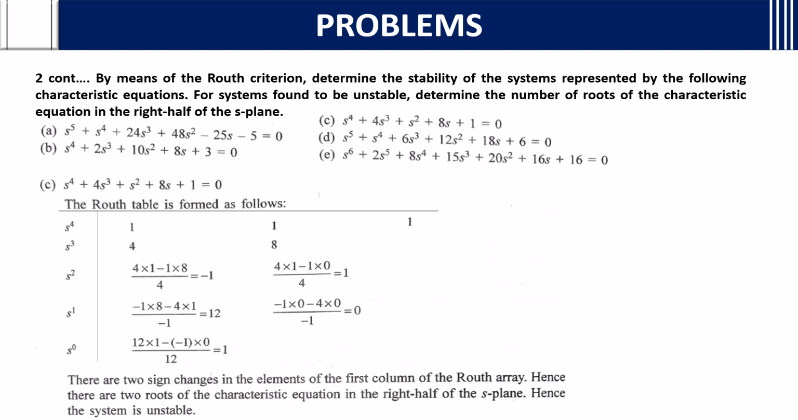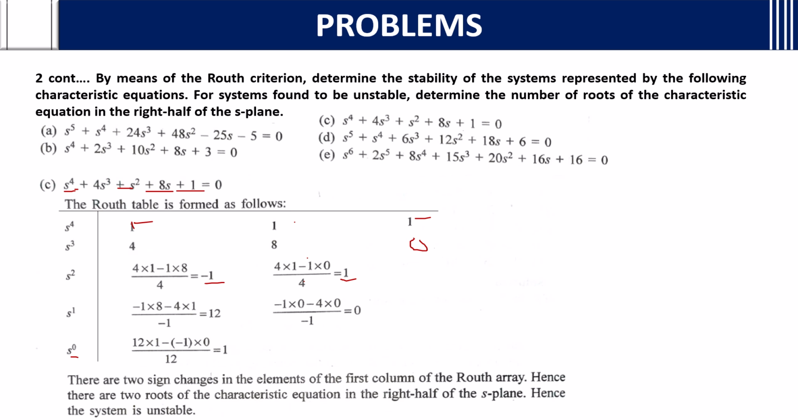Next question. As all are positive, you can form the Routh table to find whether it is stable or not stable, right? The highest power is s power 4. From s power 4 you write till s power 0. Then the coefficients are 1, 4, 1, 8, 1. Okay. After writing it, what you will do? You will multiply 1 into 4 minus 1 into 8 by 4. Then you will get minus 1. Then 4 into 1 and 1 into 0 by 4. You will get 1.